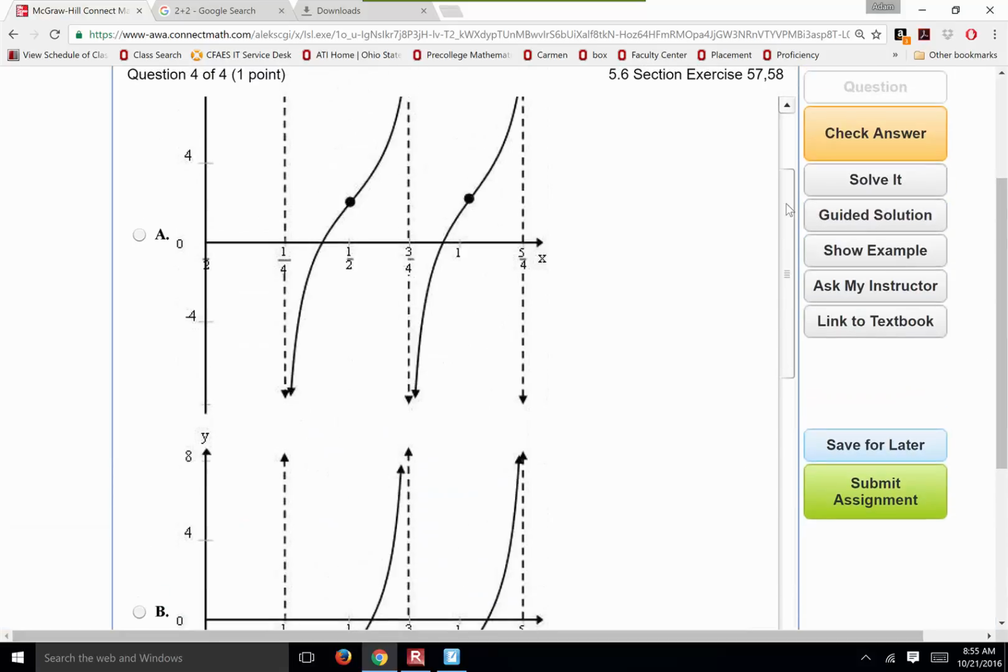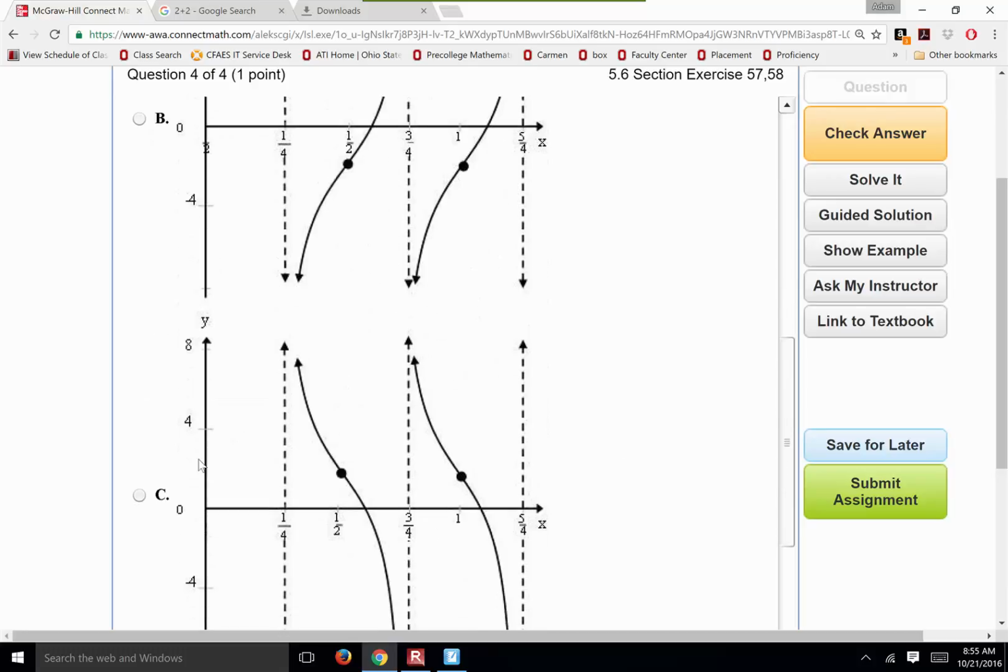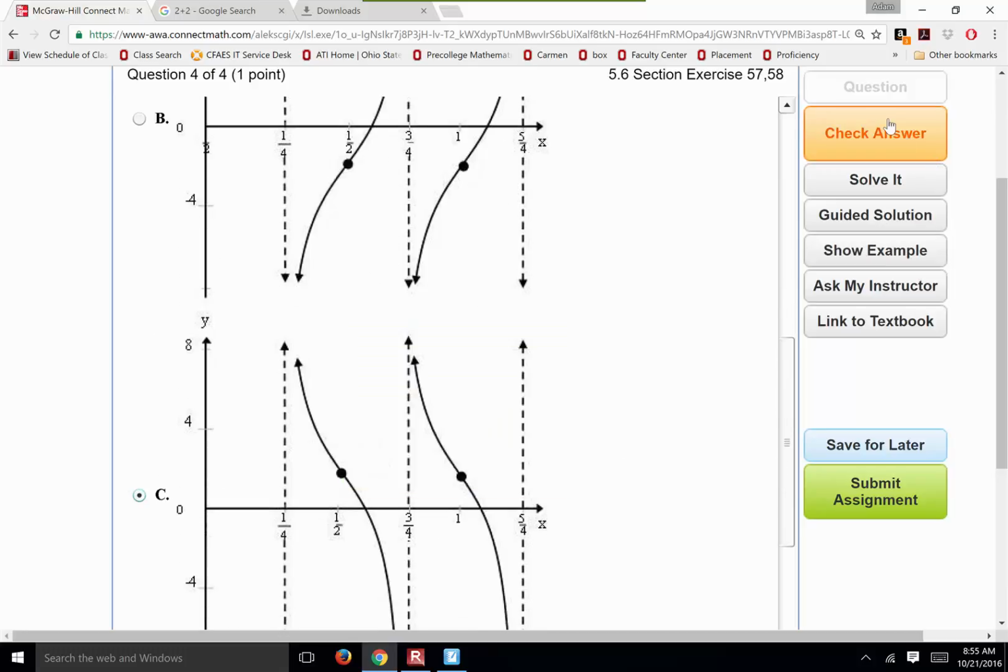Again, don't go with trial and error. Do it on paper. So let me just mark C here. I need you to be able to do this on paper, okay? Alright?